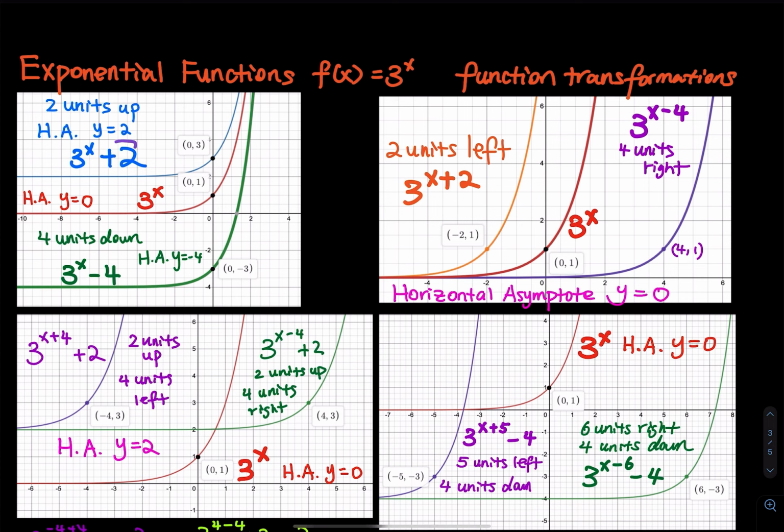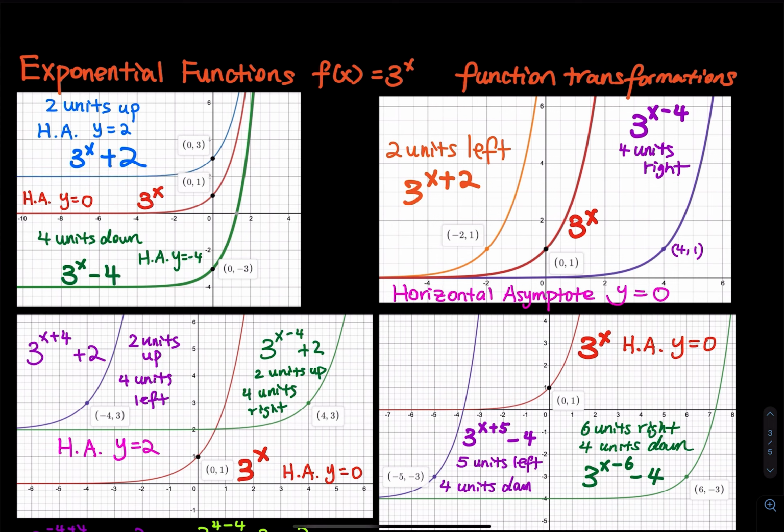What happens when you add 2 to 3^x? When you add 2 to 3^x, the plus 2 shifts the parent function 2 units up, so from (0, 1) to (0, 3). What else do I notice? For the parent function, the horizontal asymptote is at y = 0. When you add 2 to it, the horizontal asymptote is now right over here, at y = 2.